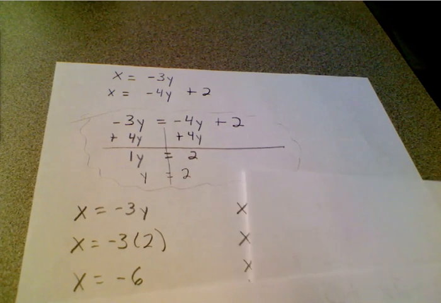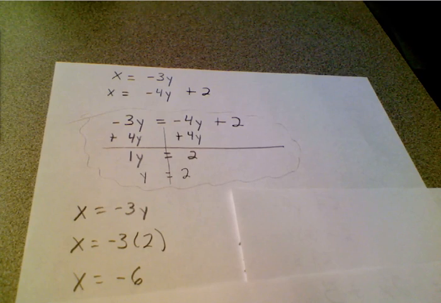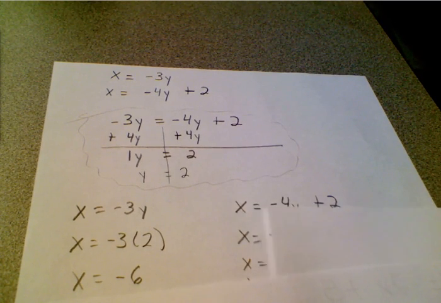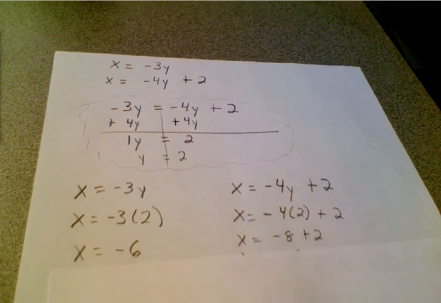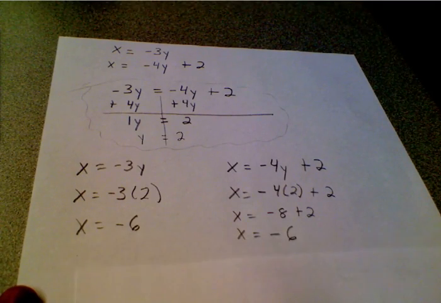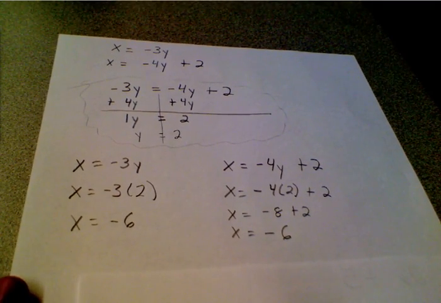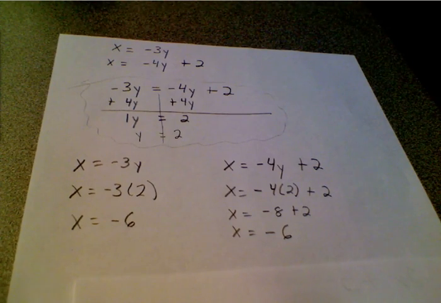Just to be sure, I'll go ahead and plug y into the other equation here. So x equals negative 4y plus 2. Now I'm going to plug in 2 for y. Remember to put parentheses around the number that you're substituting in, so you know what order of operations you need to go through. So now I have negative 4 times 2, which is negative 8. And negative 8 plus 2 is negative 6. So again, I just did that step to check over.